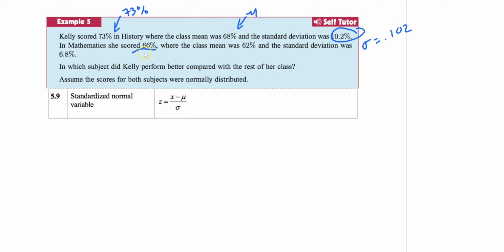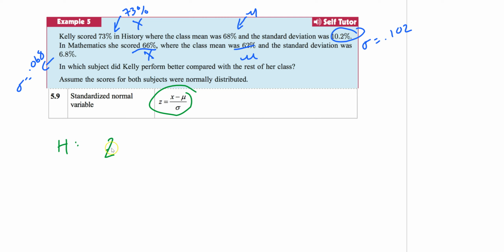Well, I'm glad she's not in my class. So that's her score, that's her x value. The mean is 62. Whew. And the standard deviation is 6.8. Let's see what class Kelly did better in, air quotes. So the best way to do that is we're going to plug both of these in and see what z-score we get.